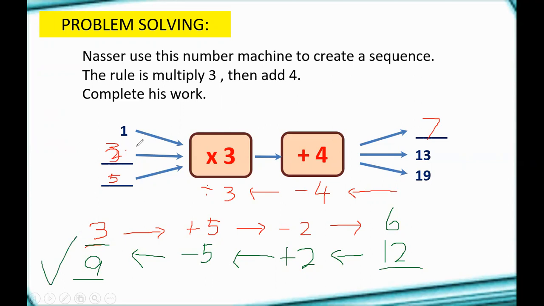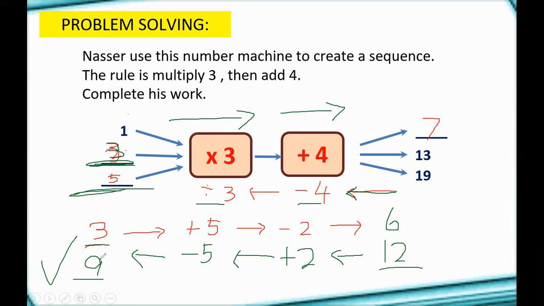So year 6, whenever you have the starting number, you're going to follow the rule that is given in the middle to find the output. But if the first number is missing, you're going to do the opposite. So you are going to go back. So the opposite or the inverse of plus 4 will be minus 4. And the opposite of multiply 3 is divided by 3. Then you will find the starting number.